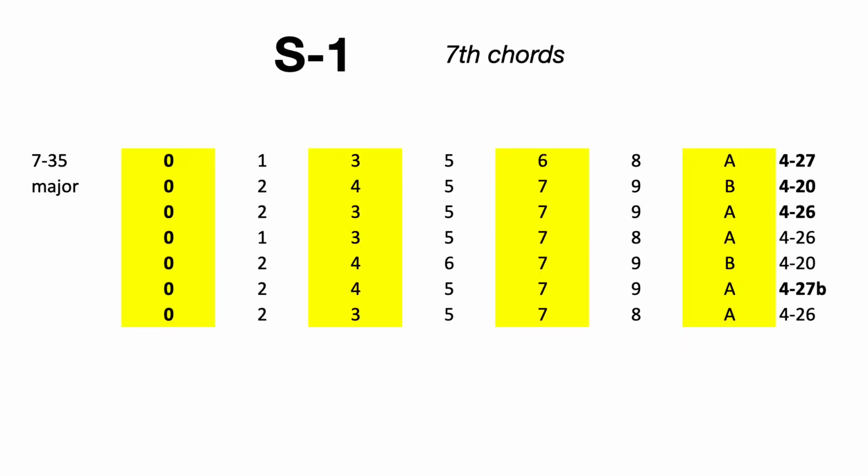So the S1 group turns out to be, if we look at the primary structure, the first, the third, the fifth, and the seventh of the scale. So all of these listed here are the modes of the major scale, or 7-35. And what you see on the right-hand side is the set name for each of the 4-note chords that are derived from the first, the third, the fifth, and the seventh of this scale structure.